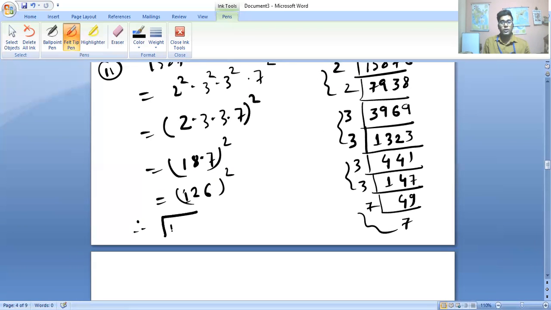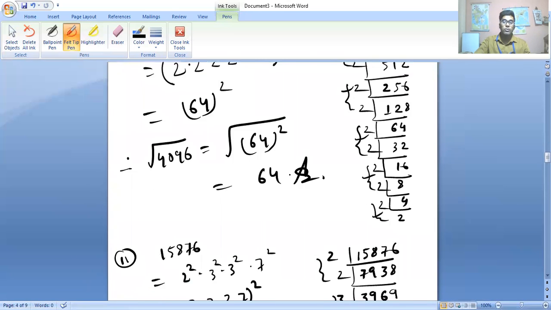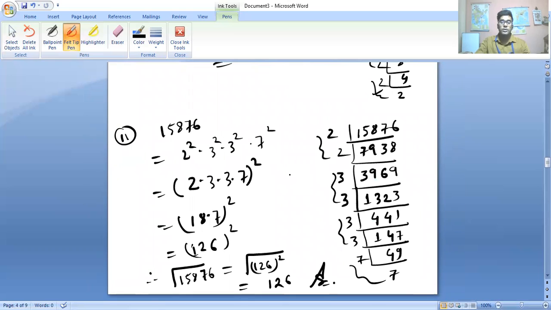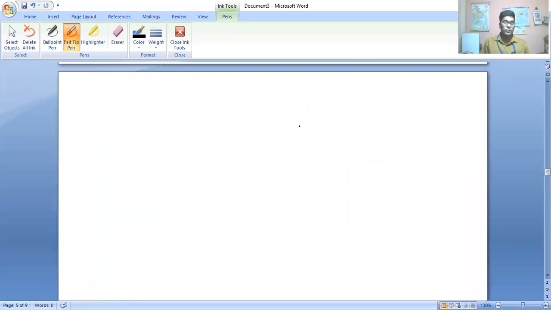Therefore, root under 15876, you can write root under 126 whole square is equal to 126. This is the answer. Okay, students. So now this is the total sum. Let us do the word problems then. Let's do question number 13.